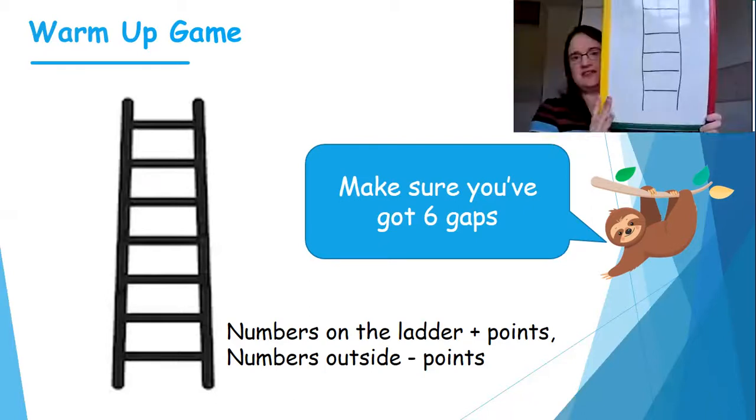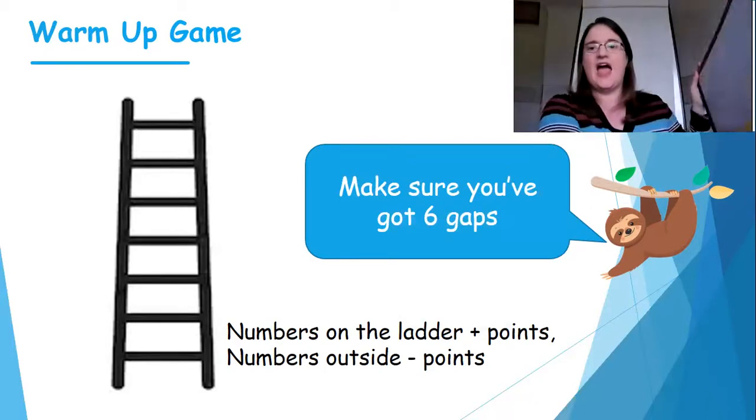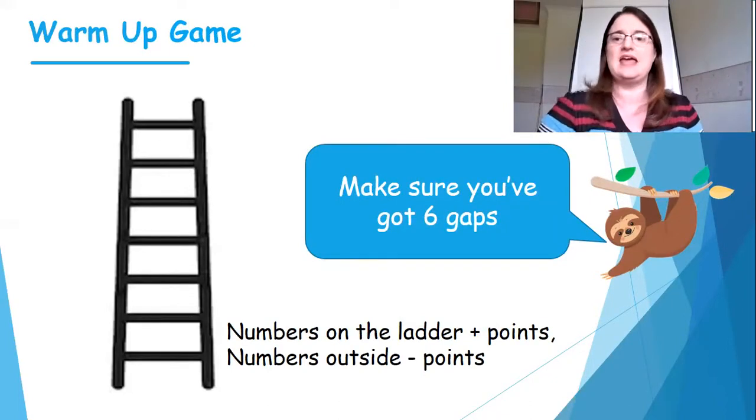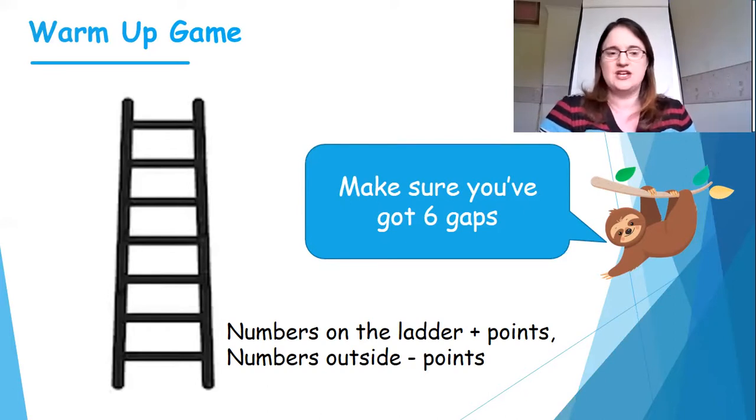Okay, this is what you need. Hopefully you've got one of these. I'm going to create 4-digit numbers. Do you remember that they have to be in the ladder in the right order? So the smallest number needs to be at the bottom and the biggest number needs to be at the top. The largest number needs to be at the top. You decide which section you put each number in.